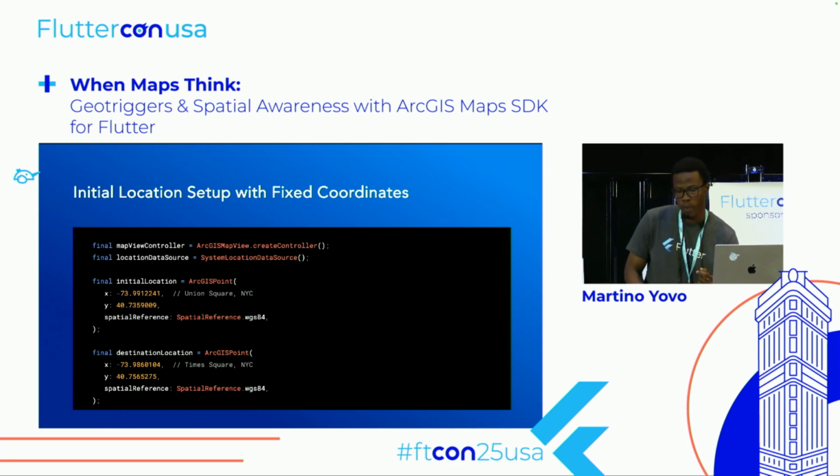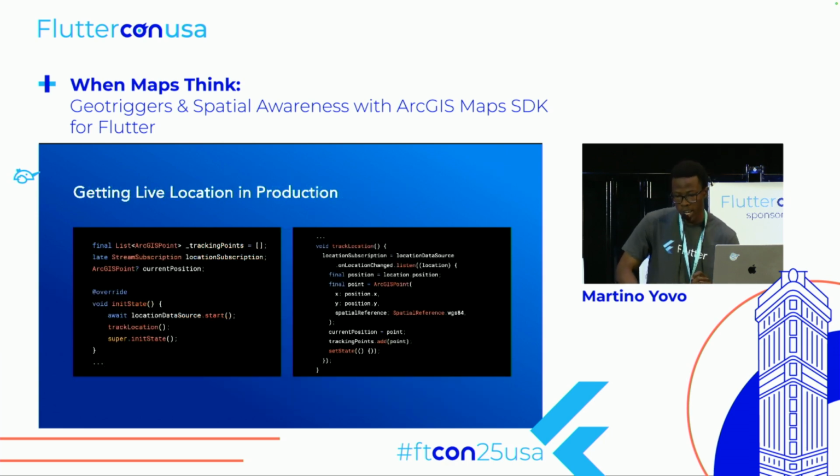Yeah, so when you are building a demo and you know exactly the initial position, you can directly pass it. So it takes the point, the ArcGIS point class, and you can pass it the coordinates, the X and Y. And you can also add a spatial reference. Now, in case you have a production app and you want to get the user's current location and use it as an initial position, I'll show you how to do that.